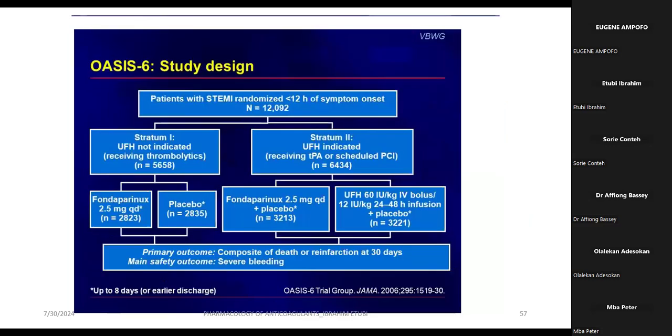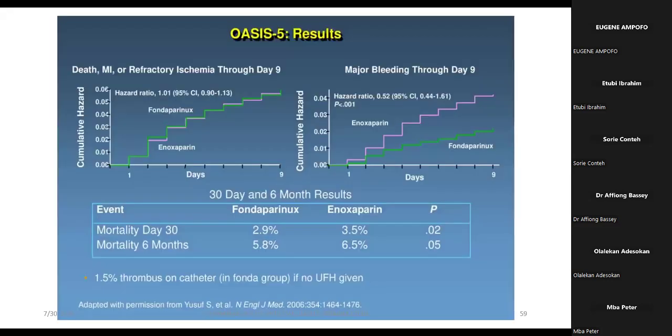It had a design where patients with STEMI were randomized less than 12 hours from onset. We had over 12,000, and then they were stratified into 1 and 2. One group used fondaparinux and placebo. The other group used fondaparinux, unfractionated heparin, and placebo. And then the primary outcome was the composite of death or reinfarction at 30 days, the main safety outcome was severe bleeding, and it was quite significant to see the drop that occurred with use of this.